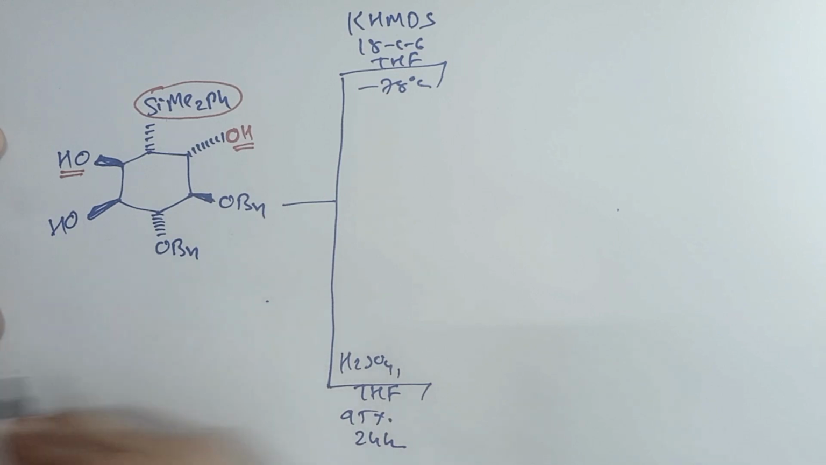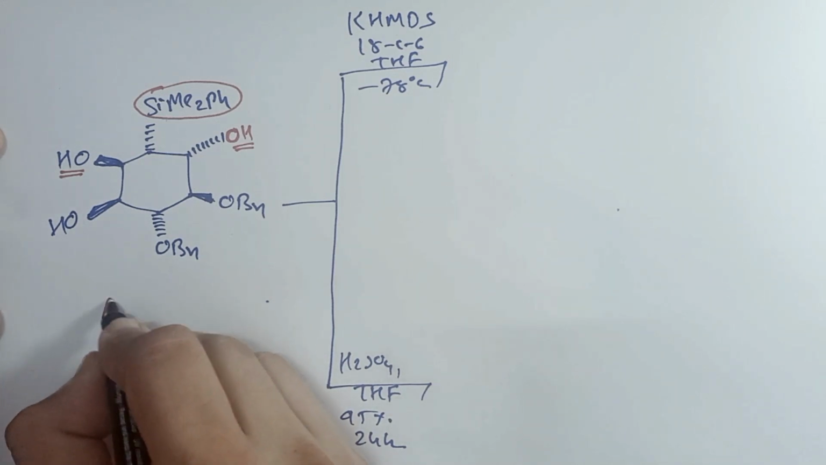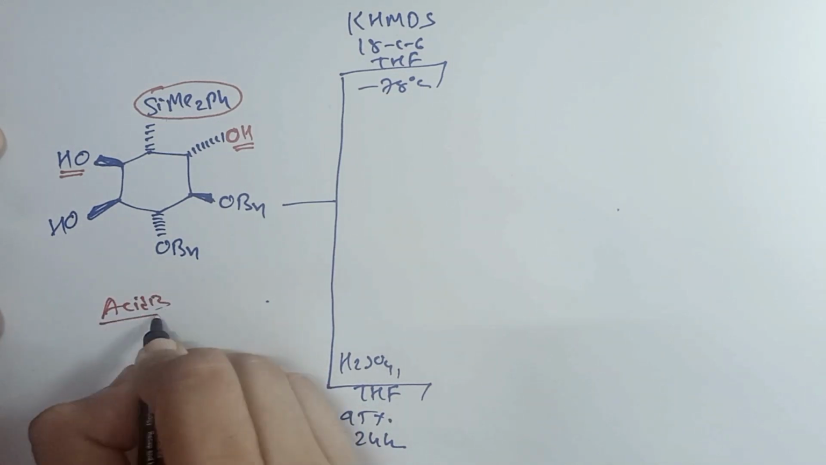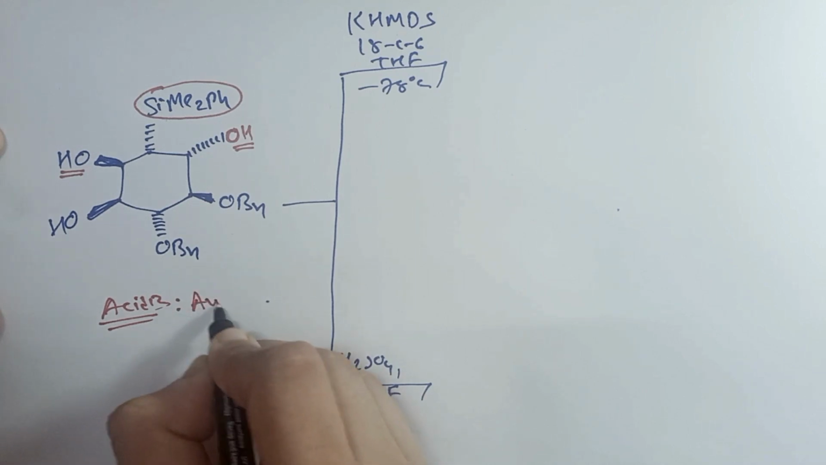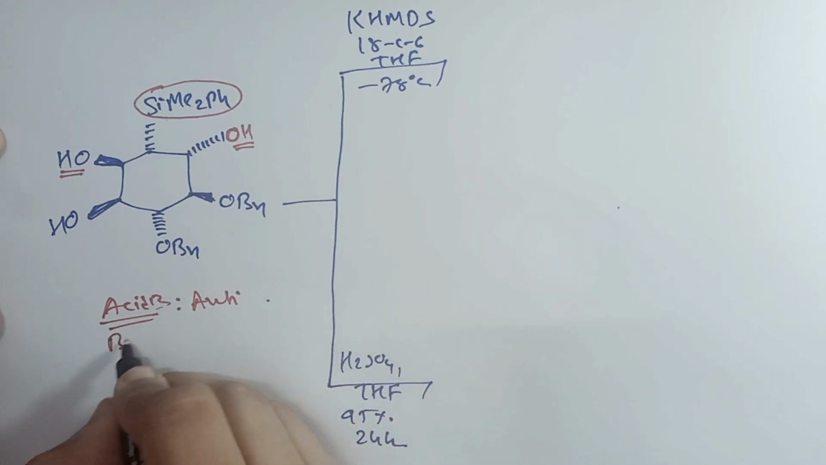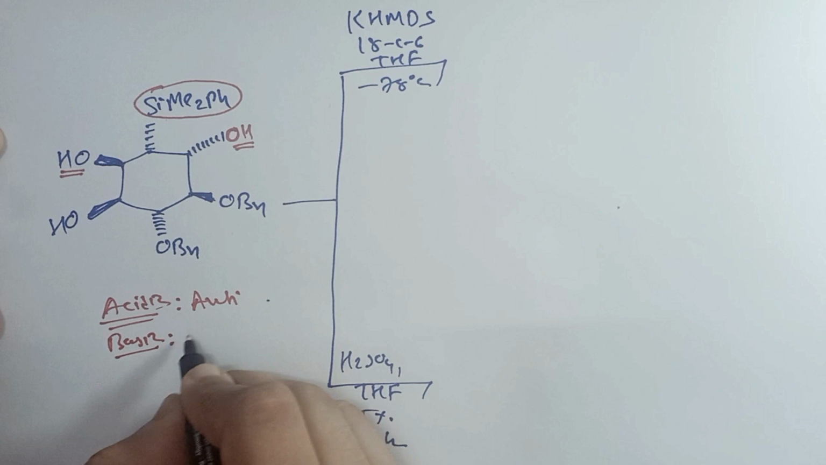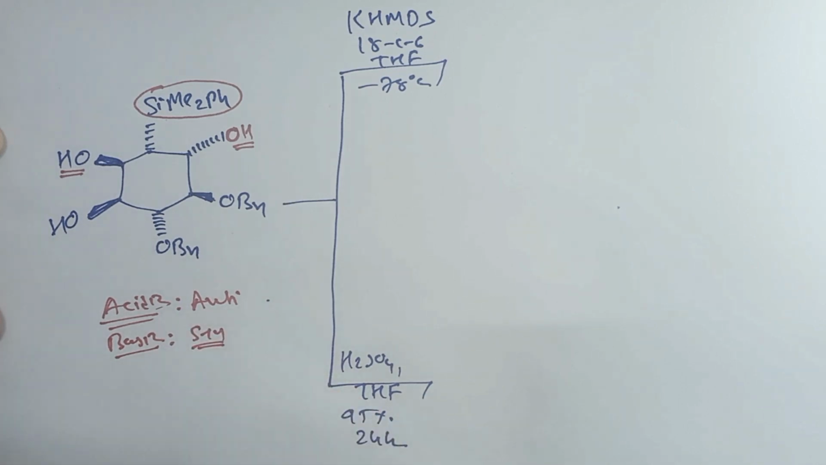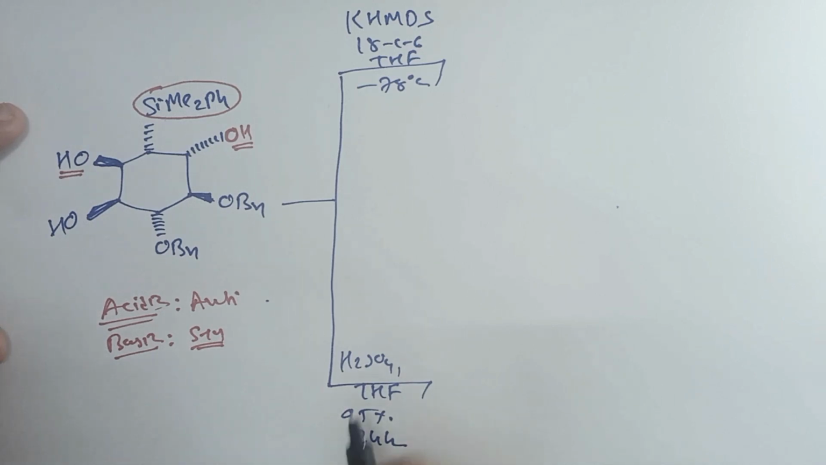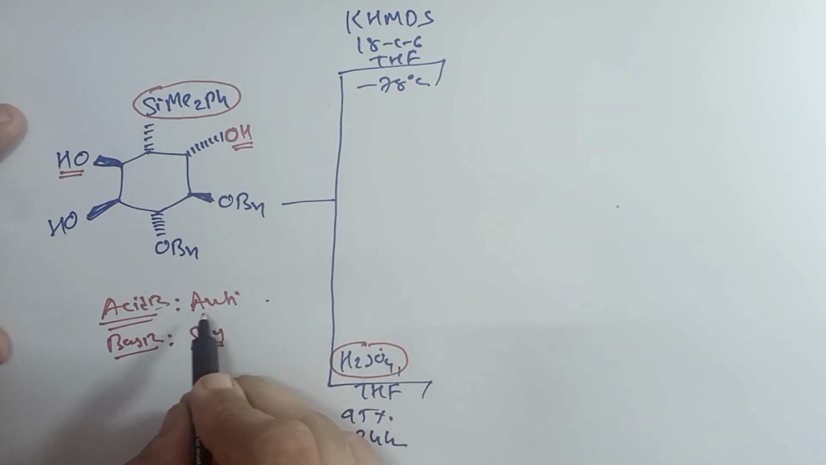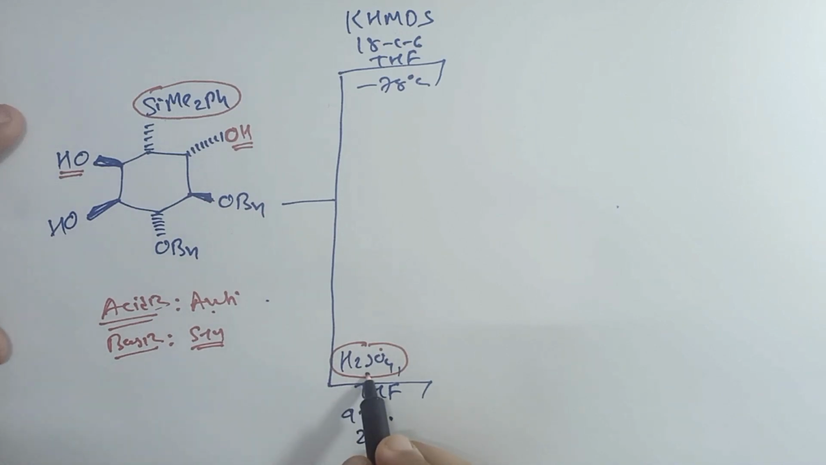Now, as I have told you, in acidic condition it will produce an anti-elimination product, whereas in basic condition it will produce a syn elimination product. Now let us think about the base and acid. Here we have an acid, so it will produce an anti-elimination product.